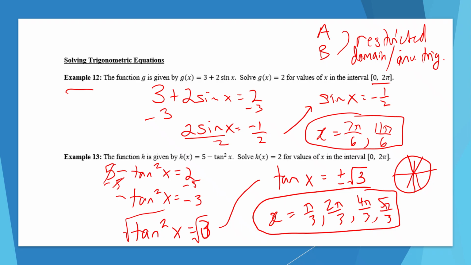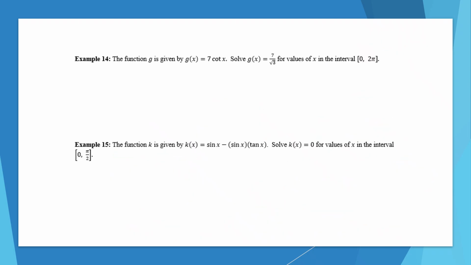All right. Remember, if you are taking the square root of both sides and then you get the plus or minus, you will have the same denominator for the most part. So either the over 3s, over 4s, or over 6s as well, depending on what your equation and answer is there. All right, so for example 14, here we have an inverse trig equation we need to solve. So we have 7 cotangent x equals 7 over root 3, and we're solving from 0 to 2 pi.